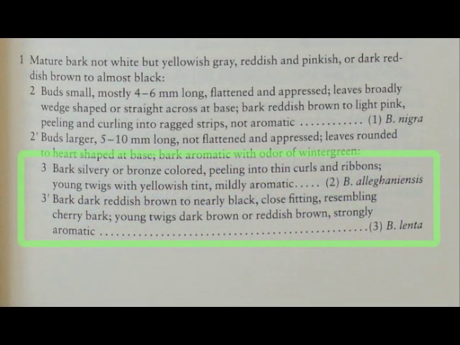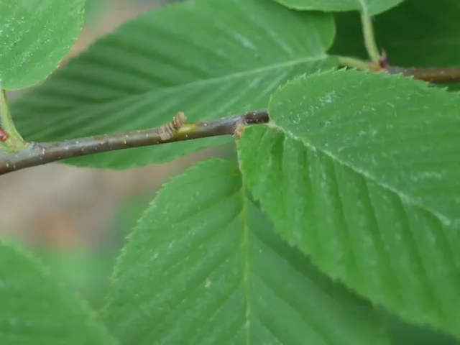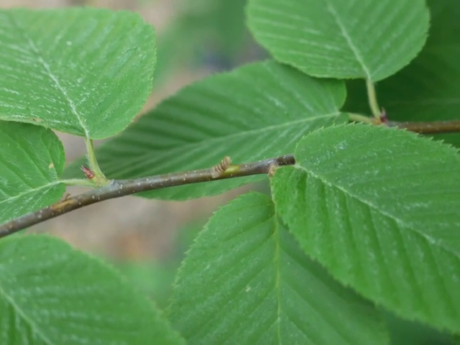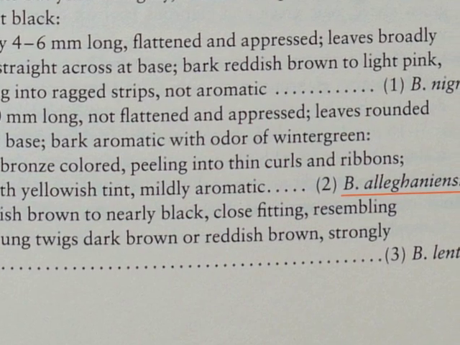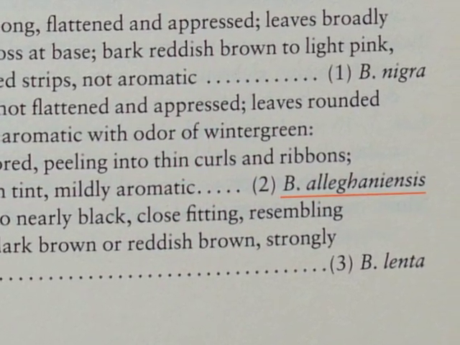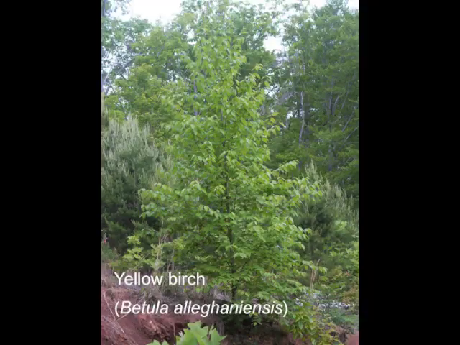Key number 3 reads, bark silvery or bronze-colored, peeling into thin curls and ribbons, young twigs with yellowish tint, mildly aromatic. This sounds like our tree, but let's double-check by reading the other part of the couplet. Key number 3 prime reads, bark dark reddish-brown to nearly black, close-fitting, resembling cherry bark, young twigs dark brown or reddish-brown, strongly aromatic. Definitely key number 3 and not 3 prime. That means this tree is yellow birch, which has the scientific name Betula alleghaniensis. Hurrah! We figured it out!